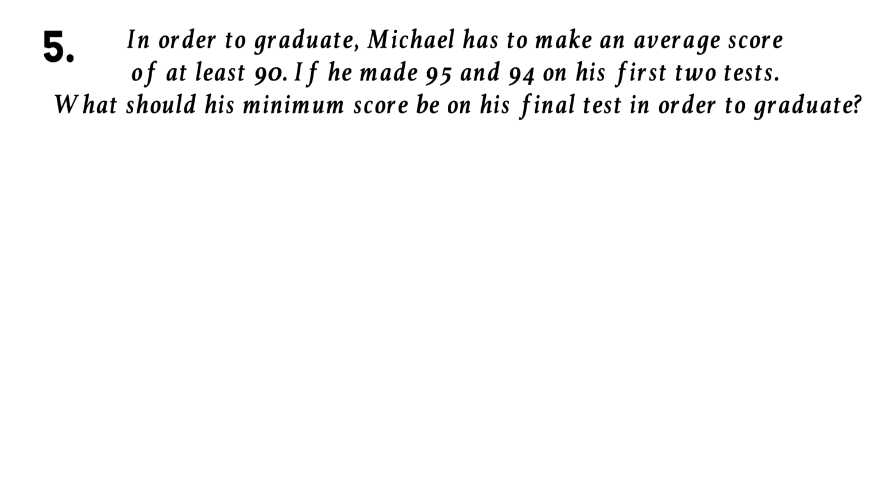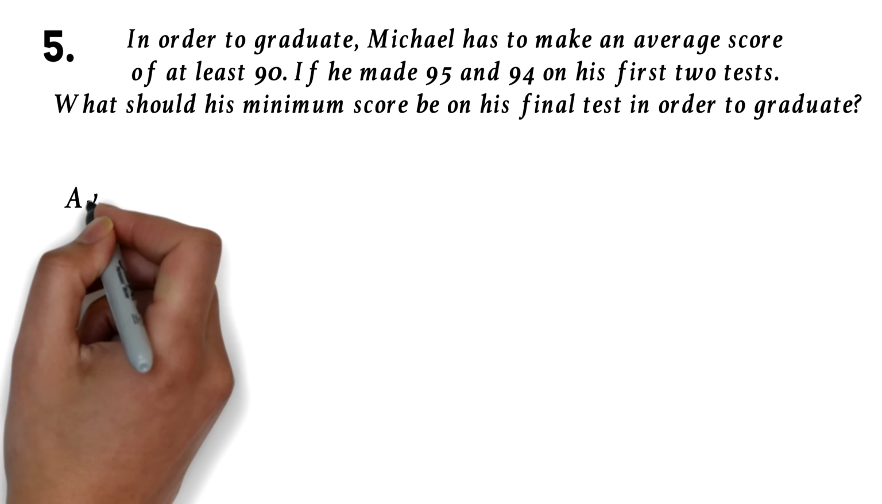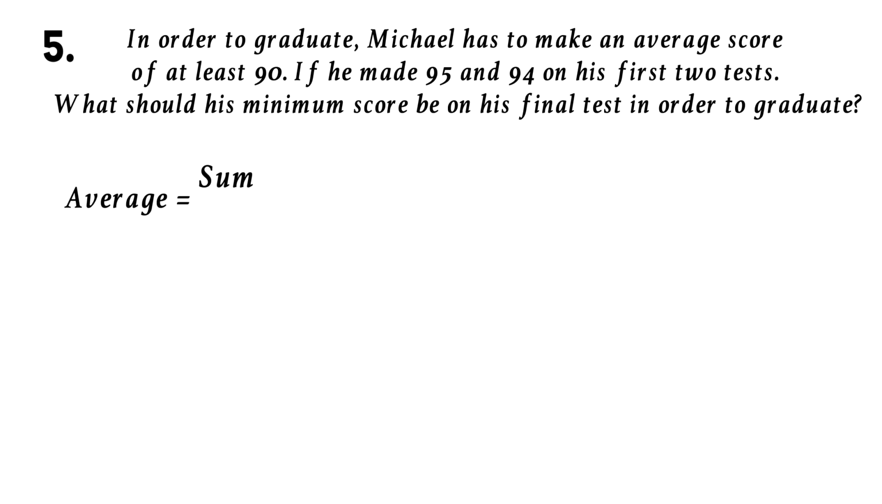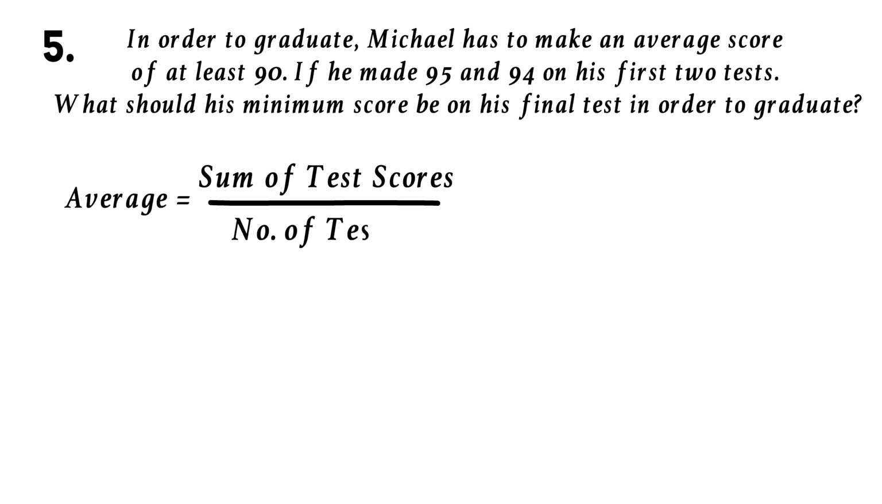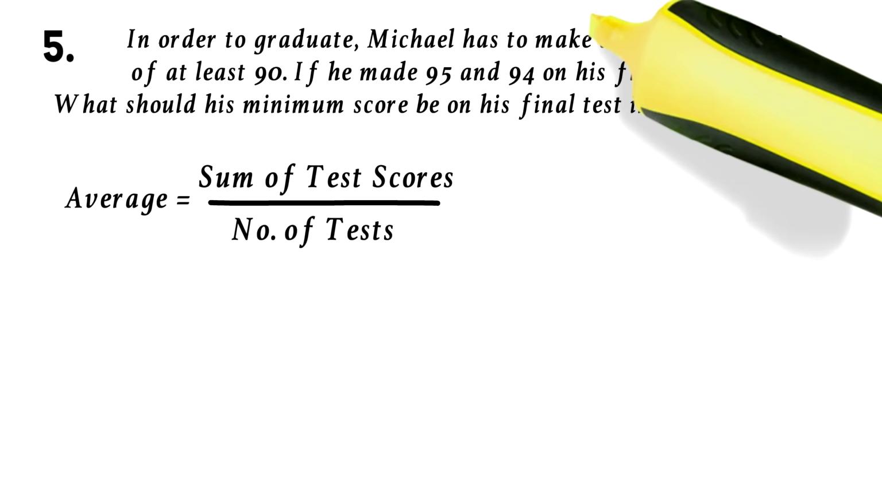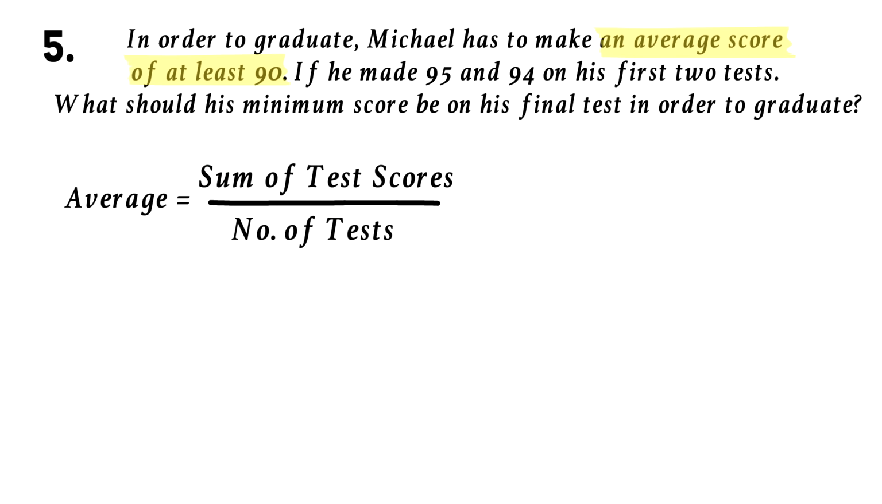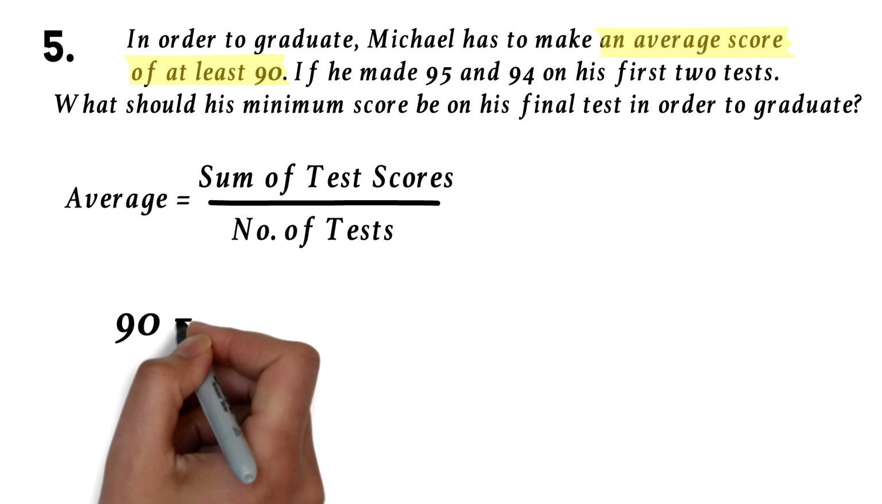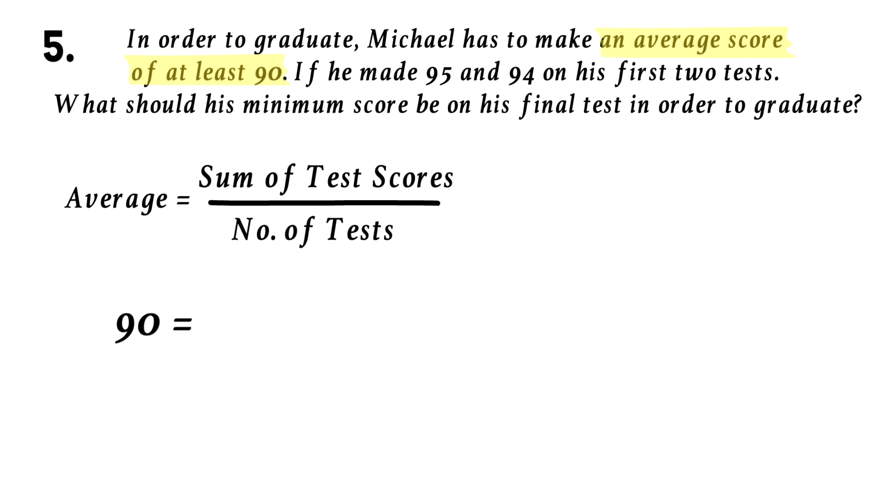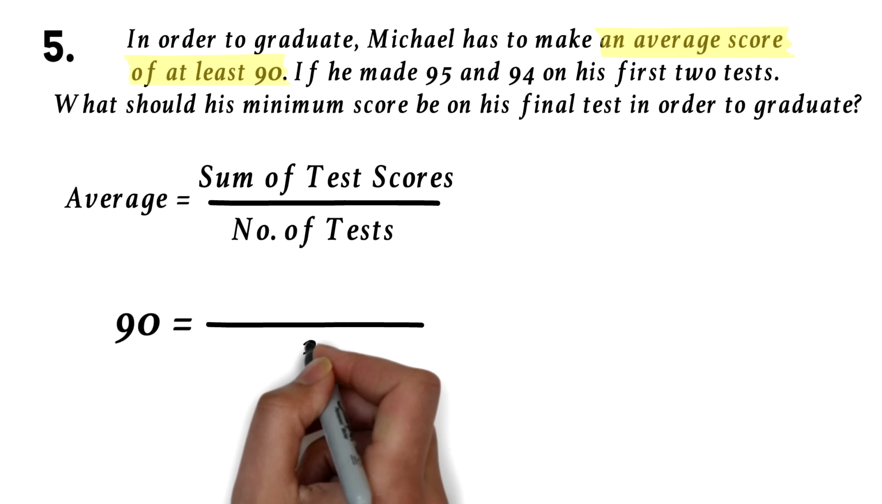This is an average or mean question. To find the average, we need to add all the scores, divide by the number of tests taken. We've been given the average he must get, which is 90, so we can put it here. Now, we also know the number of tests he's taken. He's taken 2, and there's 1 more left. So he's taken a total of 3 tests. So we can put it here.